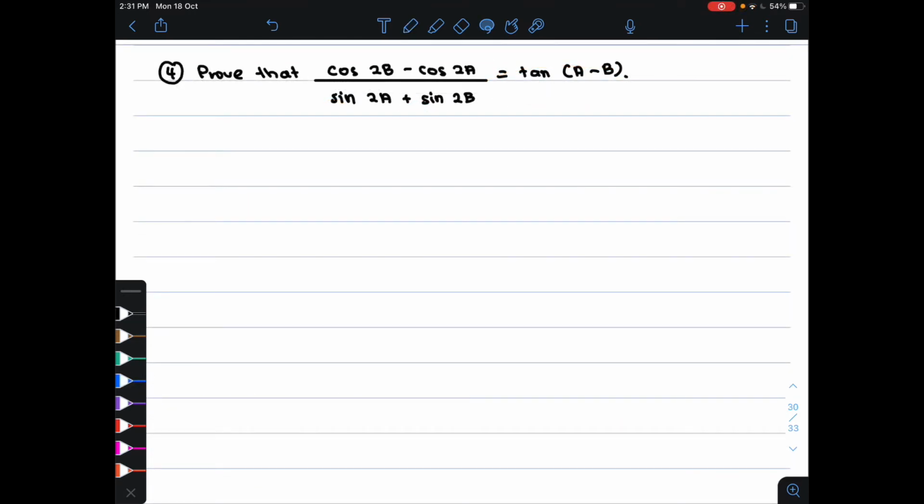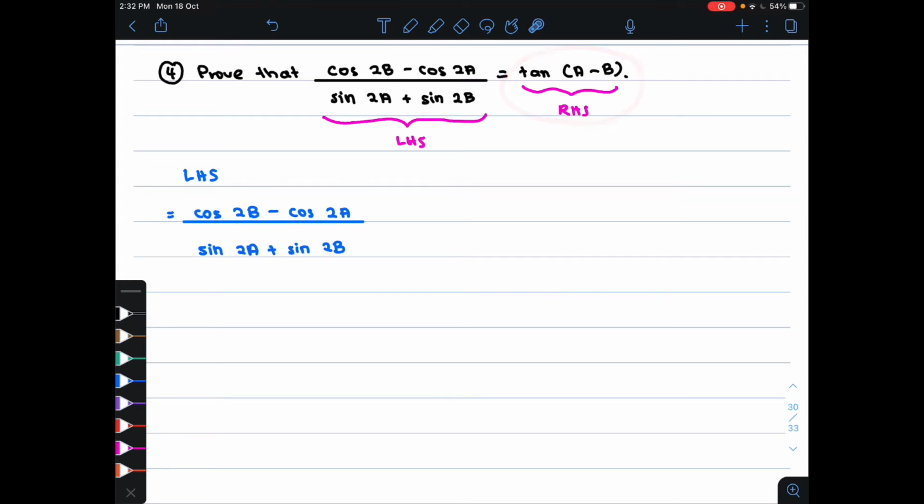For question 4, we need to prove that this identity is true. We can see that the left-hand side is more complicated, so we will start with the left-hand side first. Since our final answer is tan, this means that we're supposed to get sin over cos. So we need to have sin from the numerator and cos from the denominator. Note that here we can apply sum to product, and the same goes for the denominator as well.